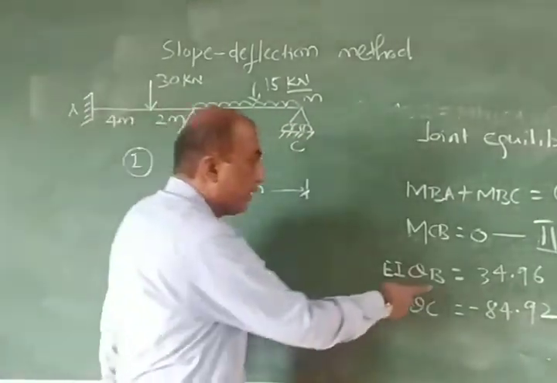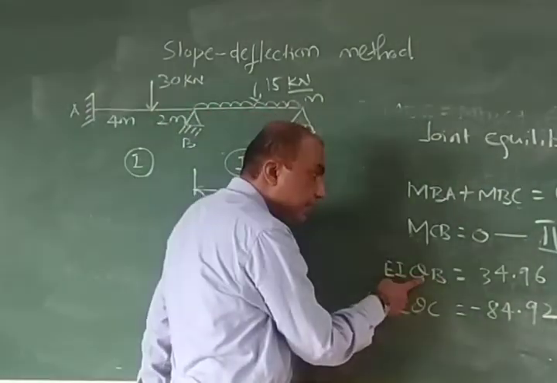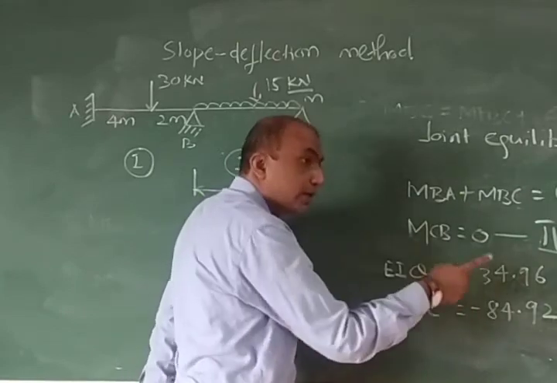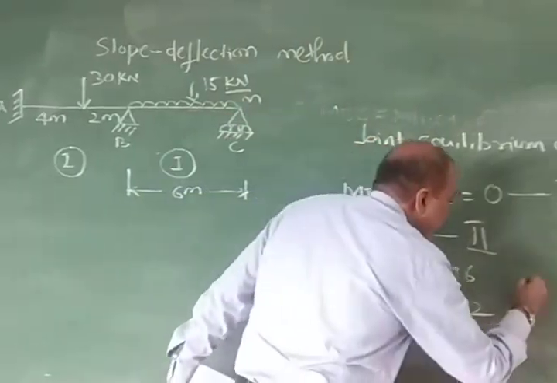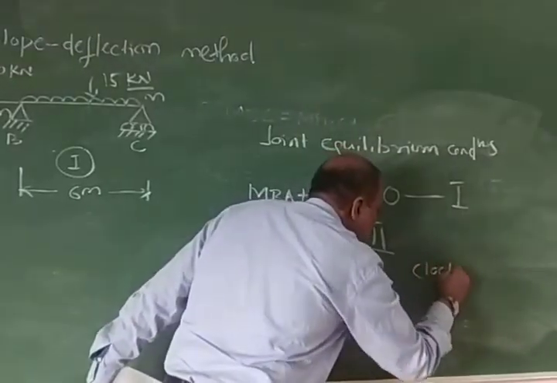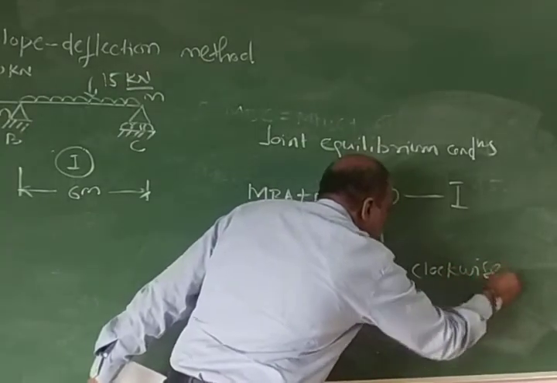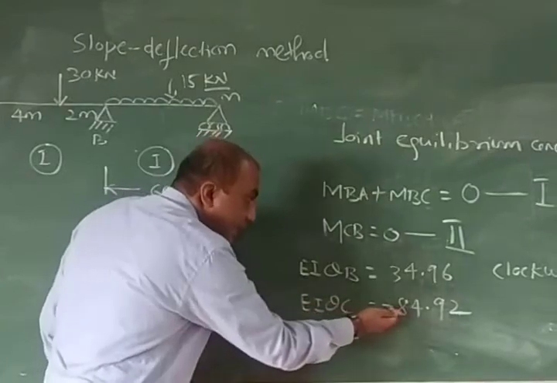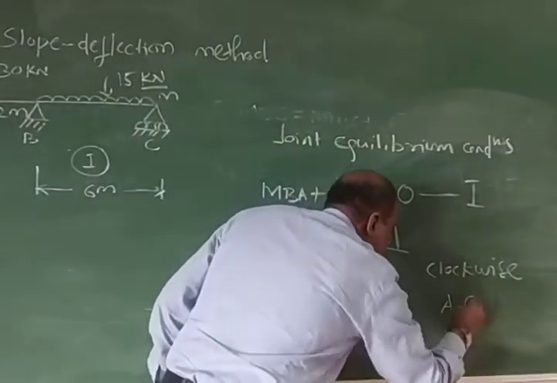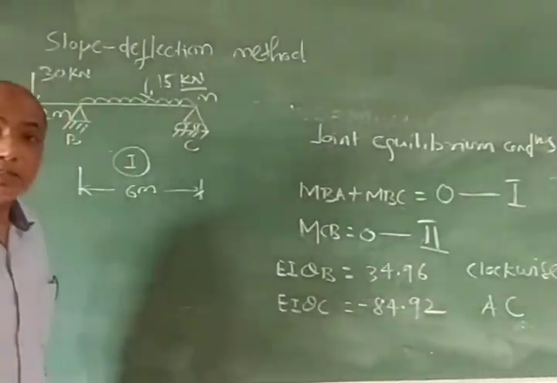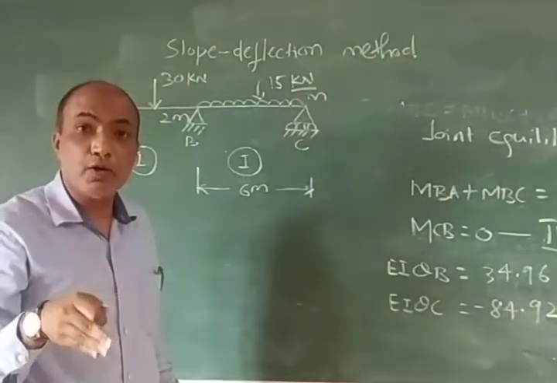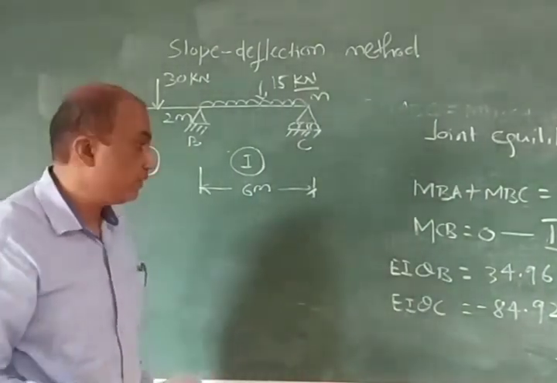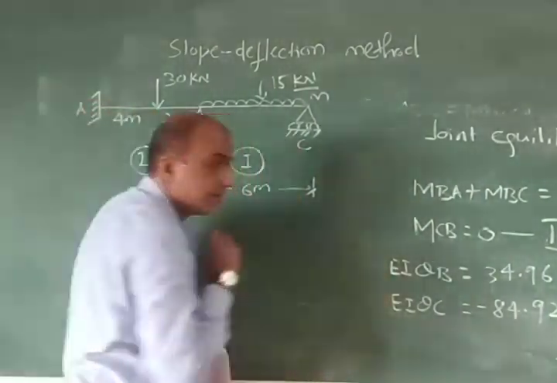Plus 34.96 means what? Theta B is positive. What is positive? According to our sign convention, it is clockwise. Clockwise rotations are positive. And here theta C is anti-clockwise because it is negative. But whereas moment sign convention is reverse. Clockwise is negative, anti-clockwise is positive. So we have found out theta B and theta C.